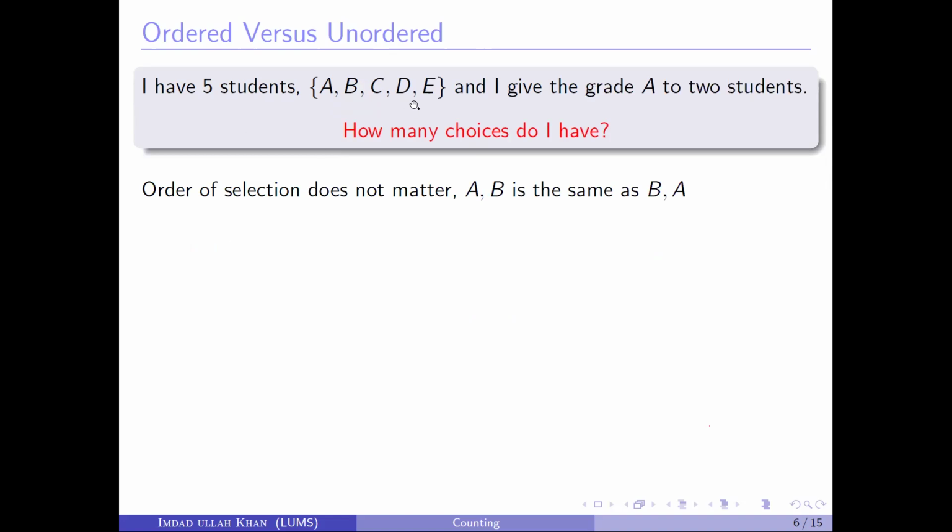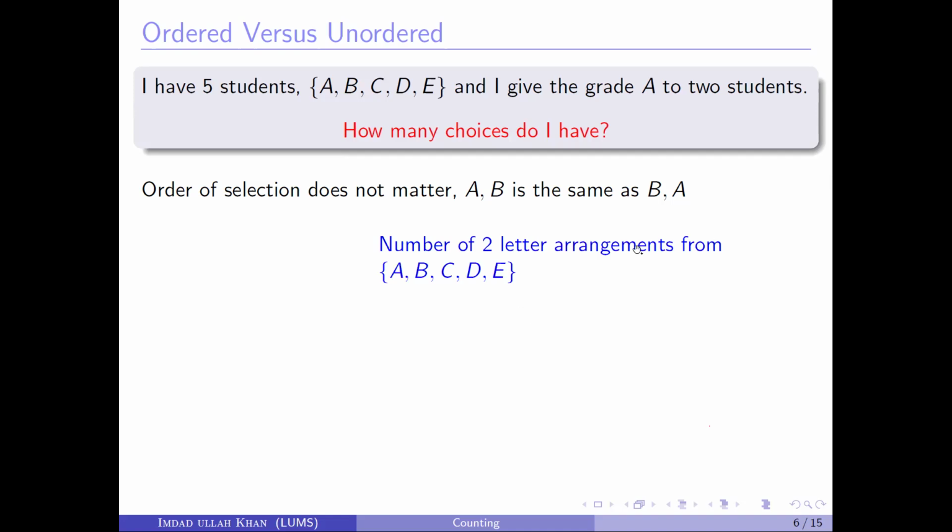But what if I have 5 students and I give grade A to 2 students? Now, order of selection does not matter, because if I choose A, B, both A and B are going to get A grade, and if I choose B, A, then again they are going to get the same grade. So the net impact is 0. So A, B, and B, A have to be treated in the same way.